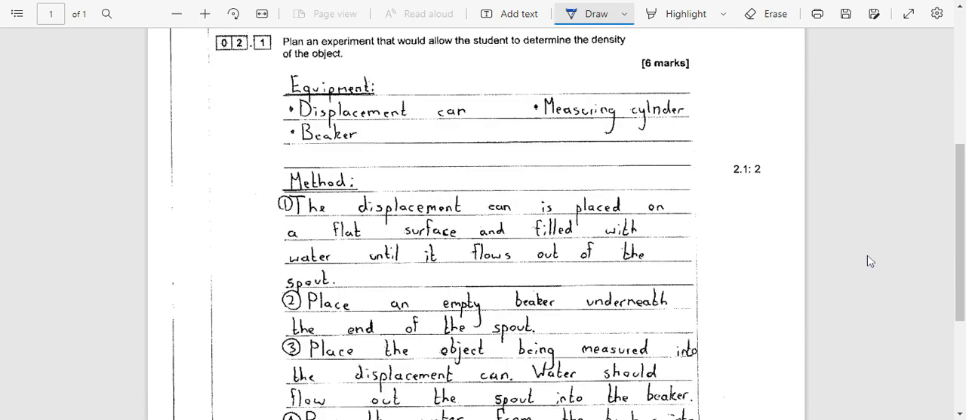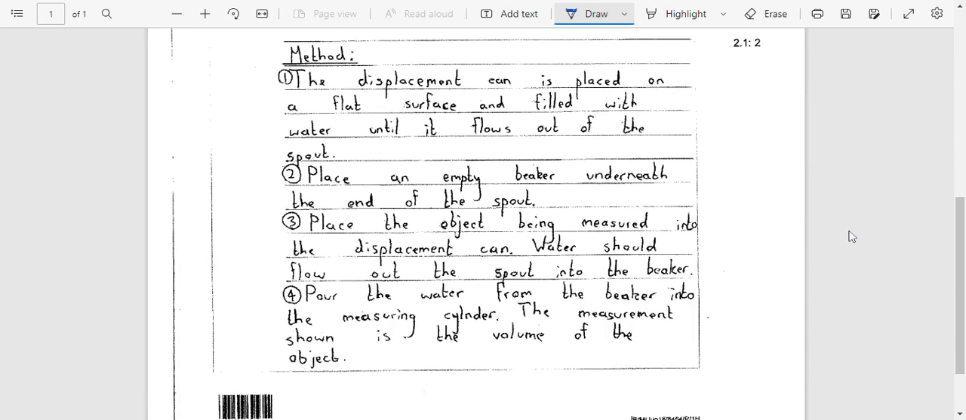So we'll read the student's answer first. They're given an equipment list. They say they need a displacement can, a beaker, and a measuring cylinder. And then they've gone on to their method. So the displacement can is placed on a flat surface and filled with water until it flows out of the spout. The student's showing a really good understanding here. They've used the correct equipment name and they have explained how to set it up correctly with filling it up with water right up to the spout.